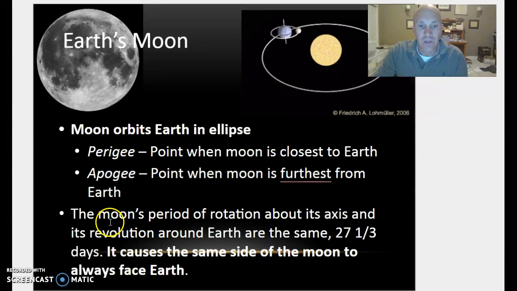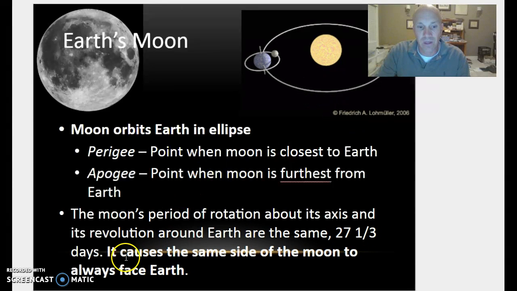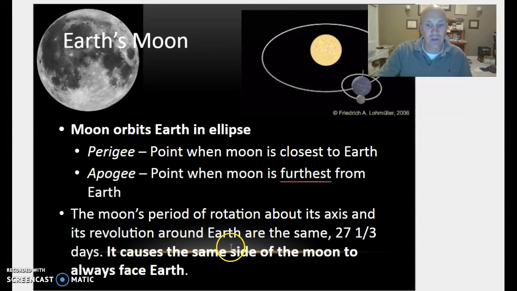So it's known that the amount of time that it takes for the moon to go around the Earth just happens to be the exact same amount of time that it takes for it to do one spin. So the moon spins on an axis just like the Earth spins on an axis. The difference is instead of it taking a day to make one of those spins, it actually takes 27 and a third days for it to do a spin. And since that's the exact same amount of time that it takes for it to go around the Earth, you only end up seeing one side of the moon.